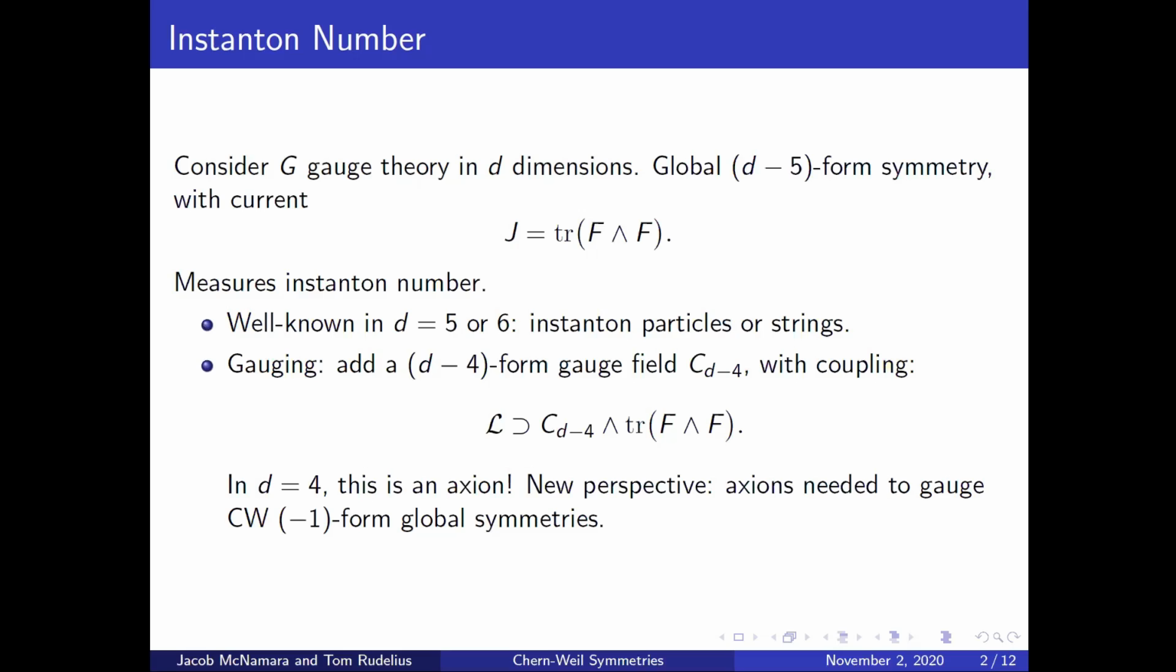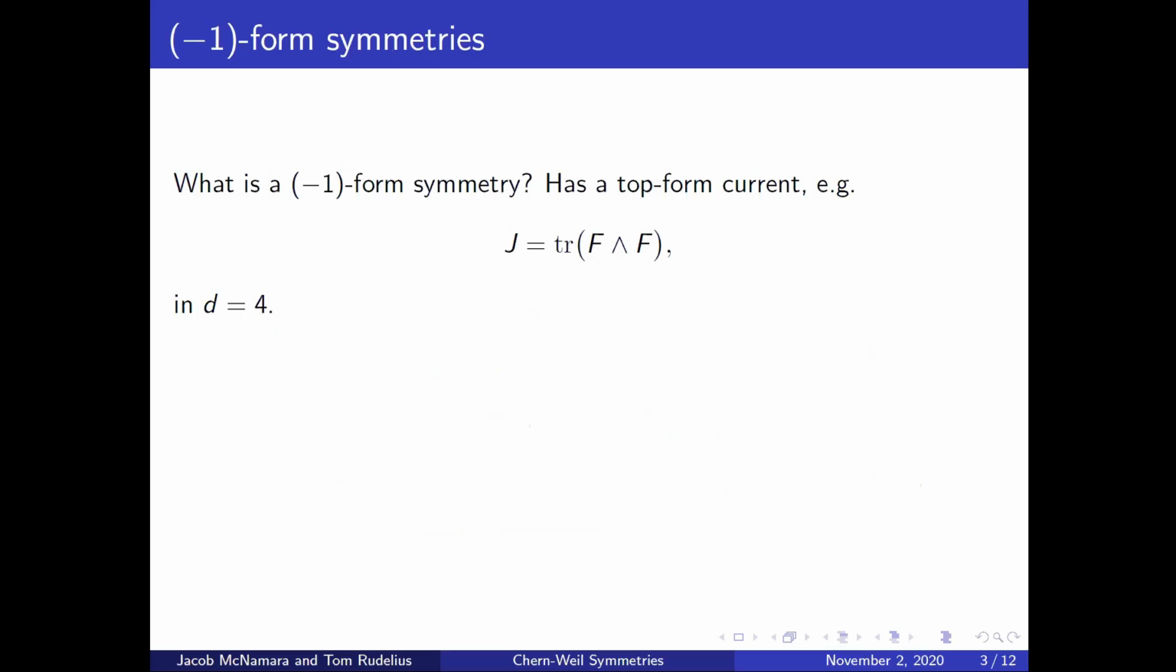So maybe I should say a couple of words about what I mean by a -1 form symmetry. So what is a -1 form symmetry? Well, if we just take our normal formulas for what a symmetry is and we extend them to the case of p equals -1, we have a top form current. So this is like the Chern-Weil current in d equals 4, instanton number in d equals 4. And the charge under this is defined by an integral of the current over space-time. So for example, instanton number. So this is a charge associated with the space-time manifold, not a spatial slice or a lower codimensional submanifold.